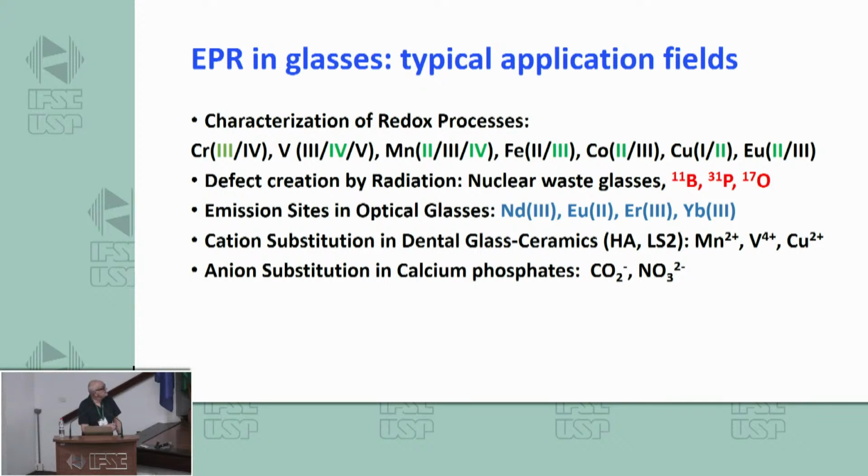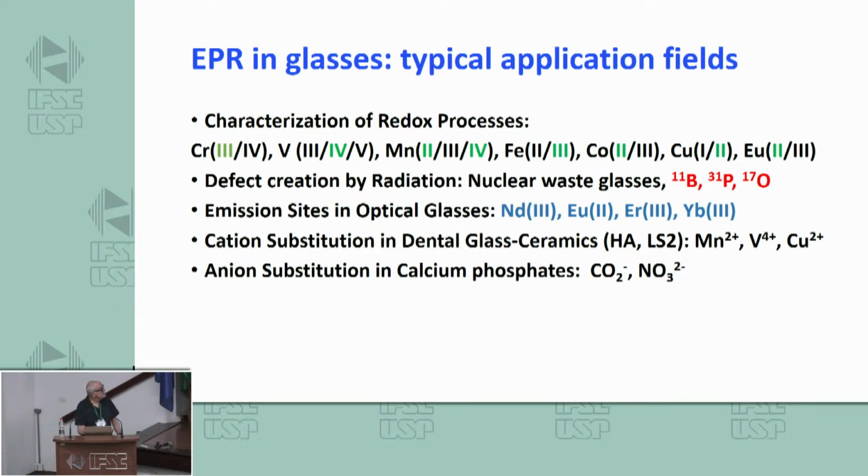The defects will produce EPR signals, and then you can study through the spectroscopy of these defects whether they're close to boron, phosphorus, or oxygen-17. So basically you can try to elucidate where exactly the glass is being weakened due to the exposure to radioactivity. Emission sites in optical glasses, that's of course for the optical community very important. Neodymium-3, europium-2, erbium-3, ytterbium-3 are the most prominent and most promising ones.